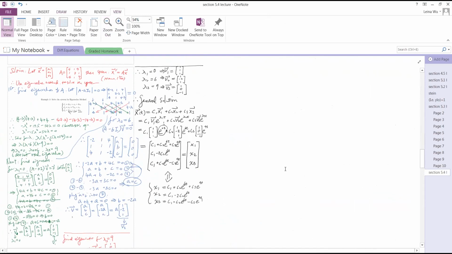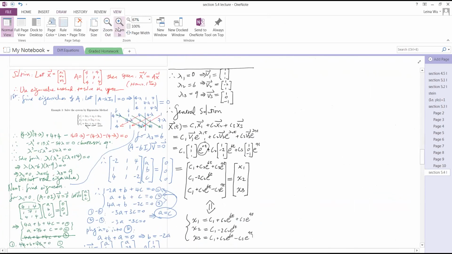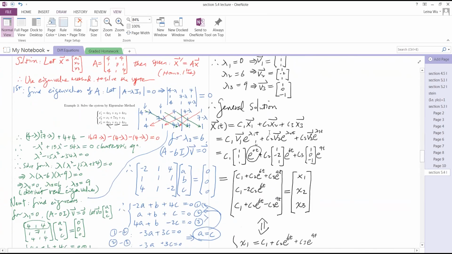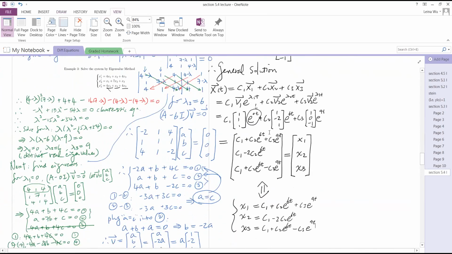Any questions, folks? Dr. Wu, I have one question which is MATLAB related. For eigenvectors using MATLAB, can we solve for coefficients using reduced row echelon form? Yeah, you can do that.